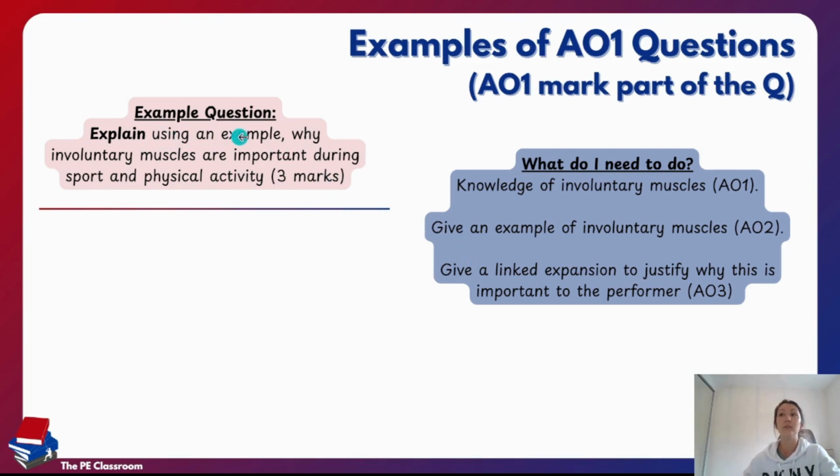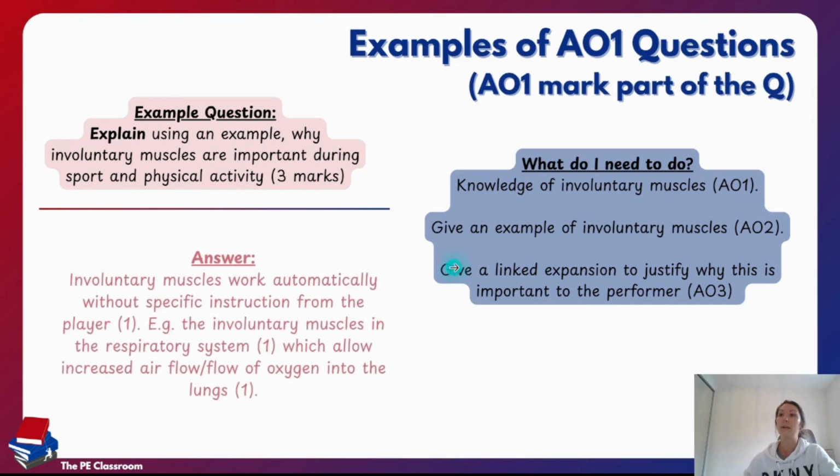Then it says using an example, so you would have to give an example of an involuntary muscle, which is your AO2, which we'll go on to a little bit later, but AO2 is generally applying a sporting example. And then, because it's asking you to explain why they are important, you need to obviously then go into further detail and justify why this is important for that performer. So an answer might look a little bit like this.